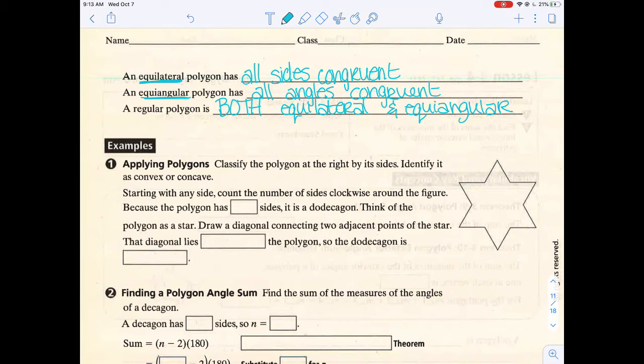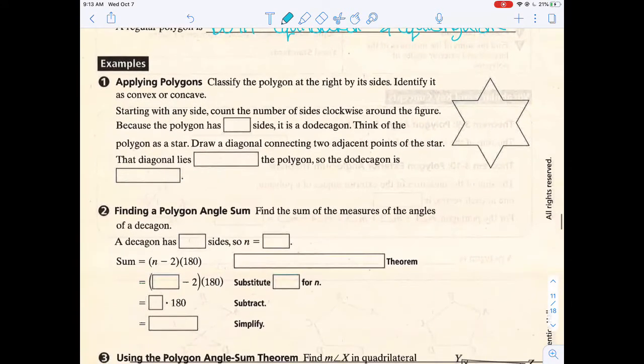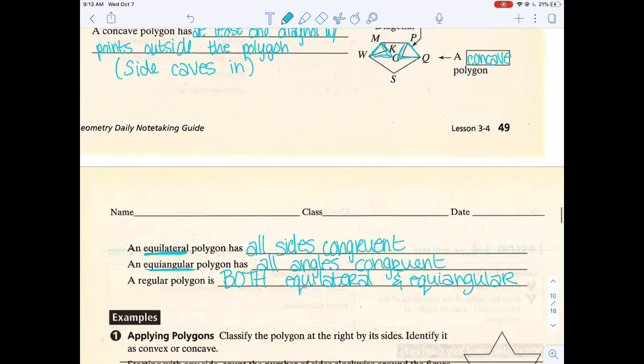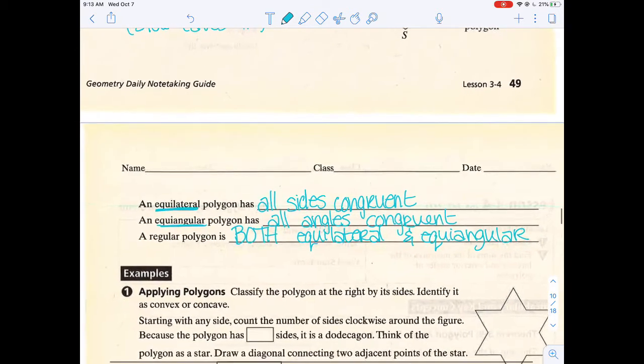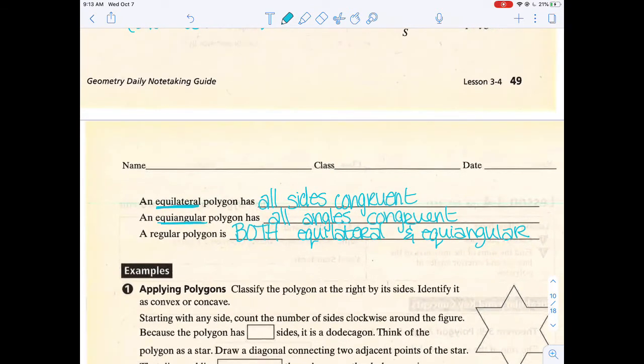Okay, now we can jump into some examples using what we've learned. So, example 1, applying polygons. Classify the polygon at the right by its sides. Identify it as convex or concave. So, before we get started on the example, we're going to jump back up here and make a quick note so that we know how to classify polygons by their side lengths.